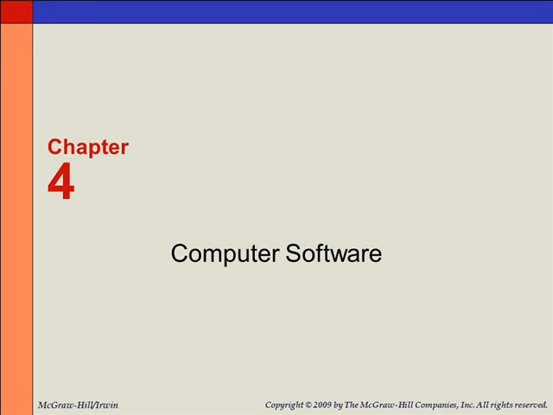Welcome back to the Alvernia University MIS311 discussion from the O'Brien text. This is Chapter 4. This is good stuff.